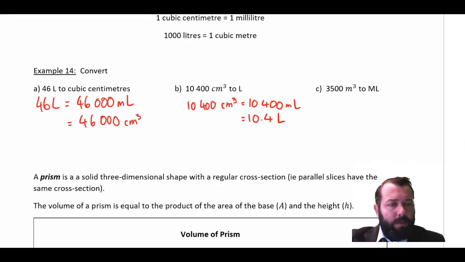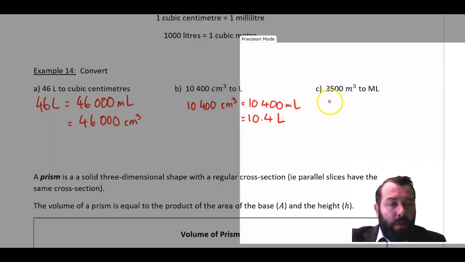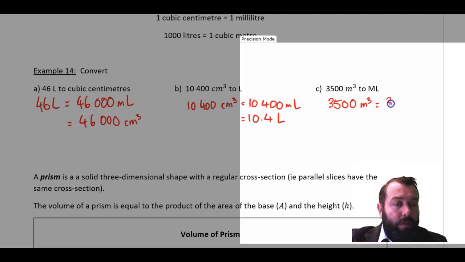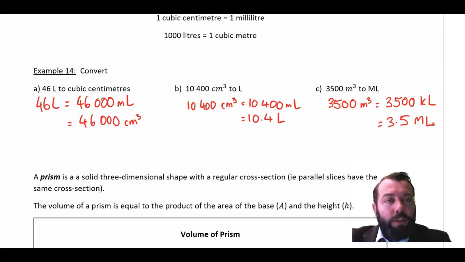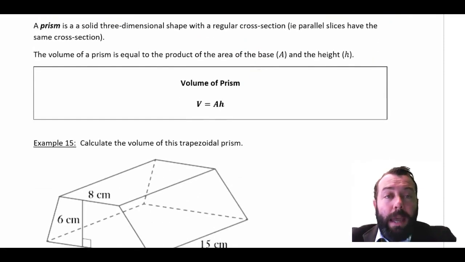Okay, and another one over here. Cubic metres to, now the big M is for megalitres, that's millions of litres. So I can say 3,500 cubic metres is equal to 3,500 kilolitres, which is thousands of litres. There are 1,000 kilolitres in a megalitre, so that's equal to 3.5 megalitres. Rightio, unit conversions for volume and capacity.